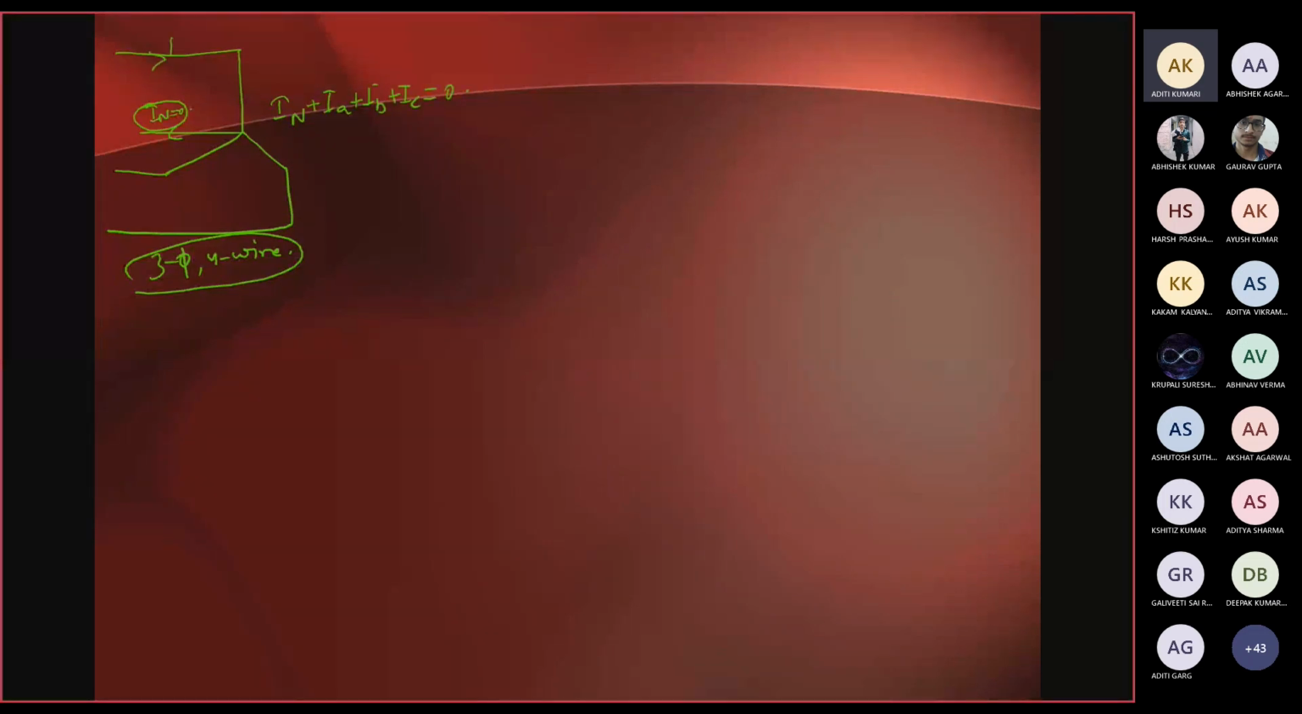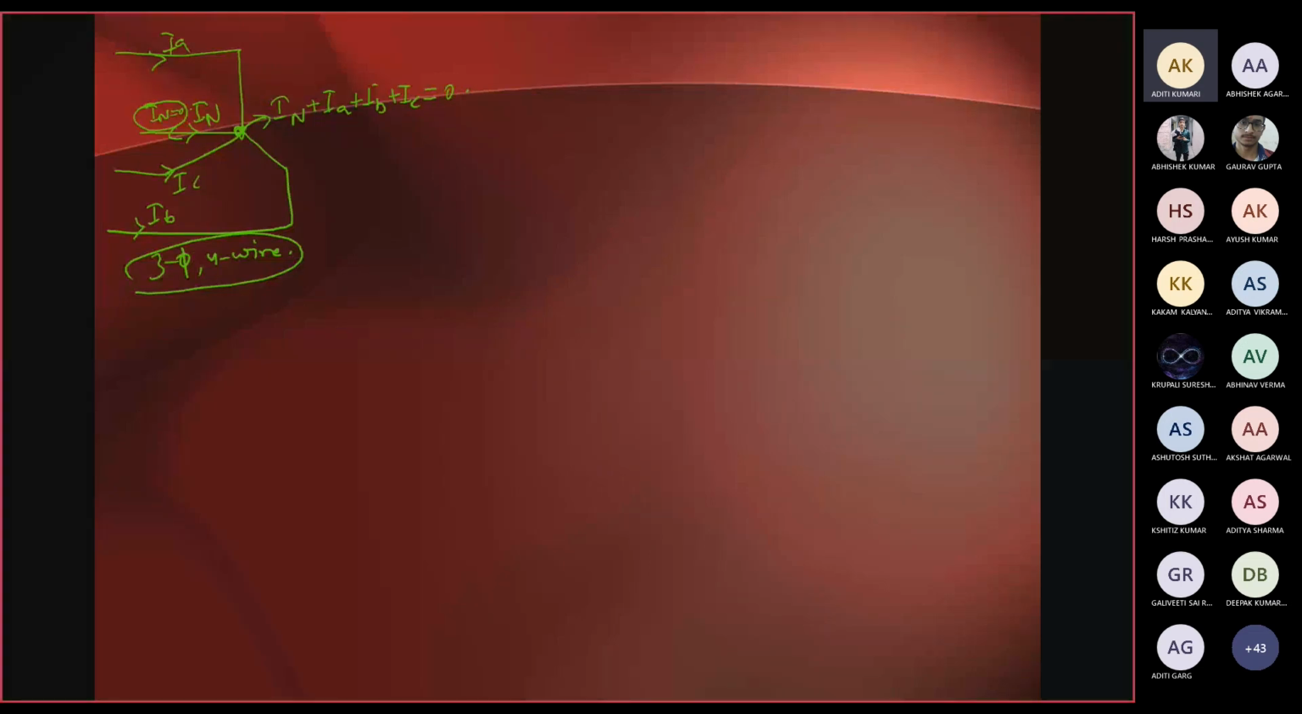मान लो कि इधर से IA आ रहा है, इधर से IB, इधर से IC, and this is your IN. So this will be the KCL equation in this condition, right? So under certain conditions, one of the wattmeters may read backward, giving you a negative value. So you can tackle this situation.